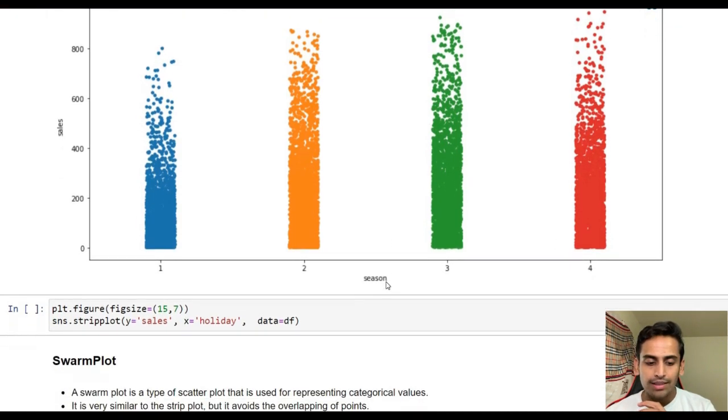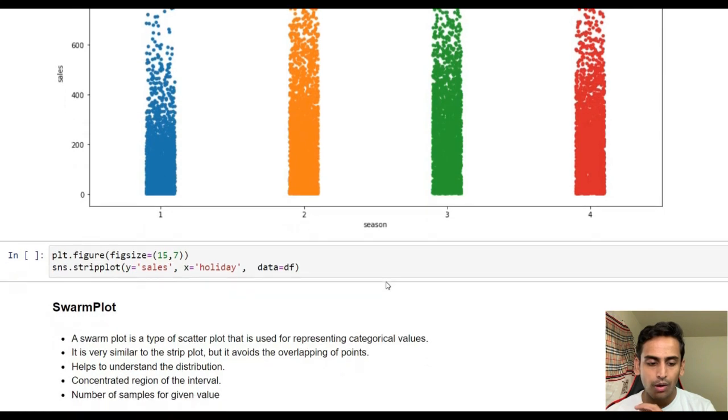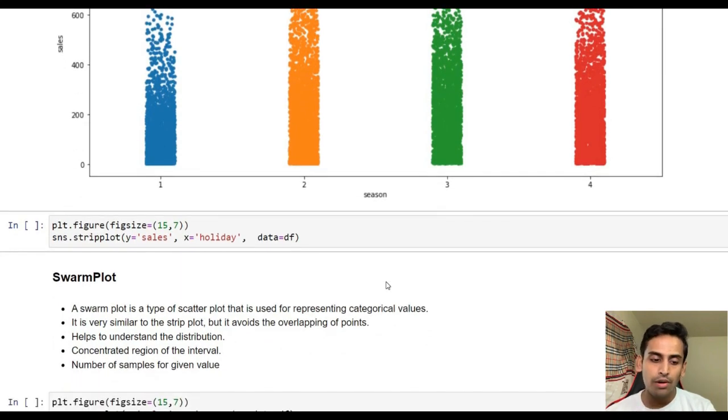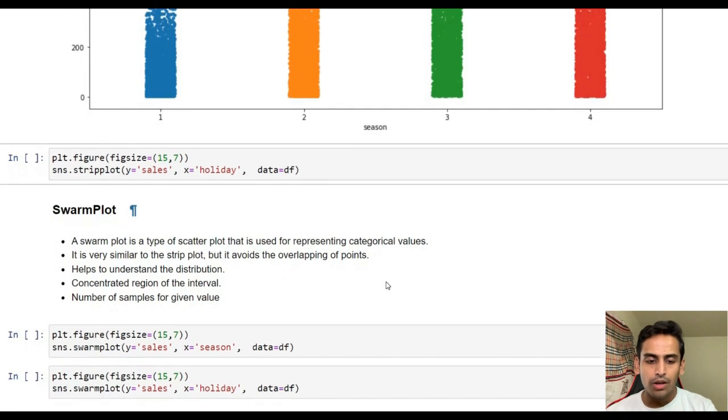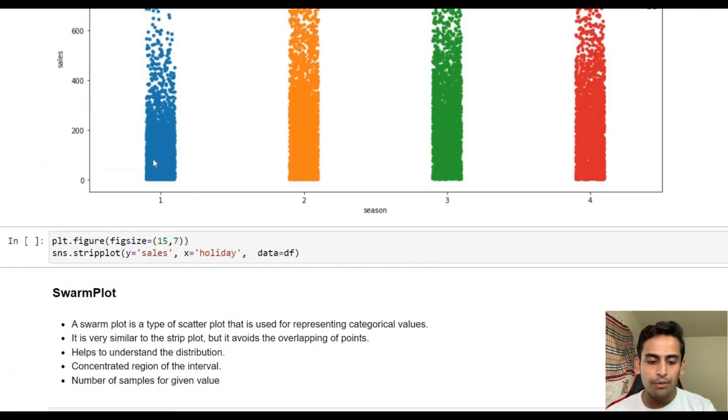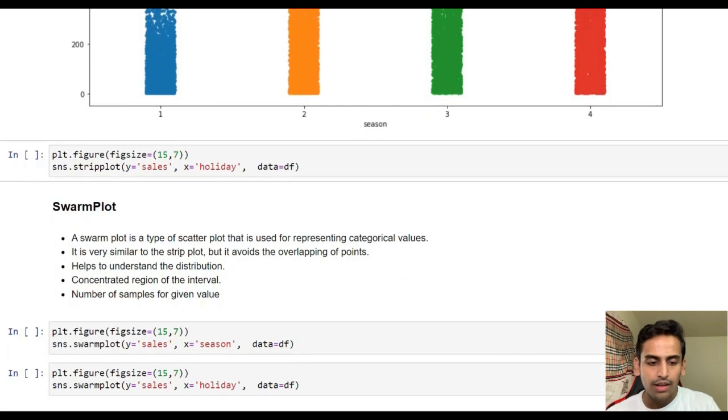But again, there is some limitation of this strip plot. I prefer to use a swarm plot because of this overlapping. I'm not able to understand whether a higher percentage of the values are lying when the sales is 0 or when the sales is 10 or 20 or 30 or 40. It's not telling me this. And plus, because of the overlapping, it's not very easy to understand.